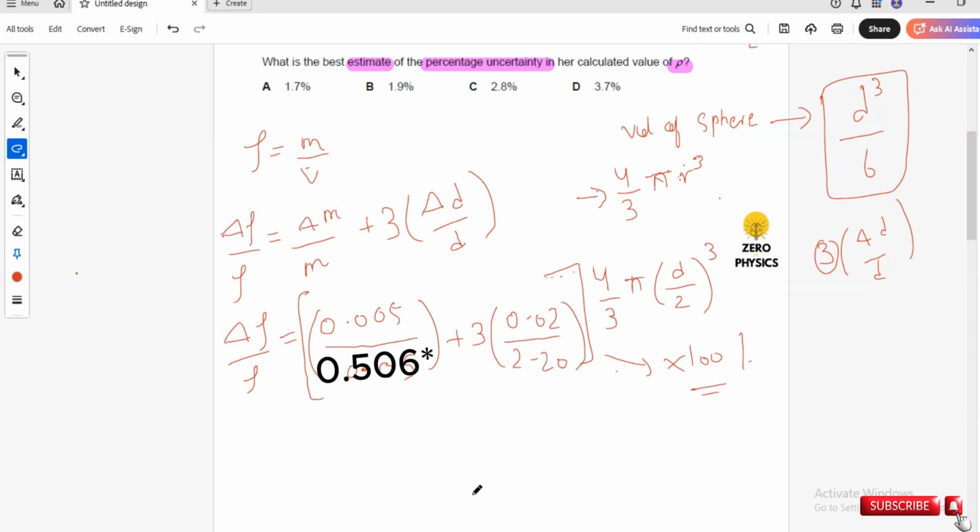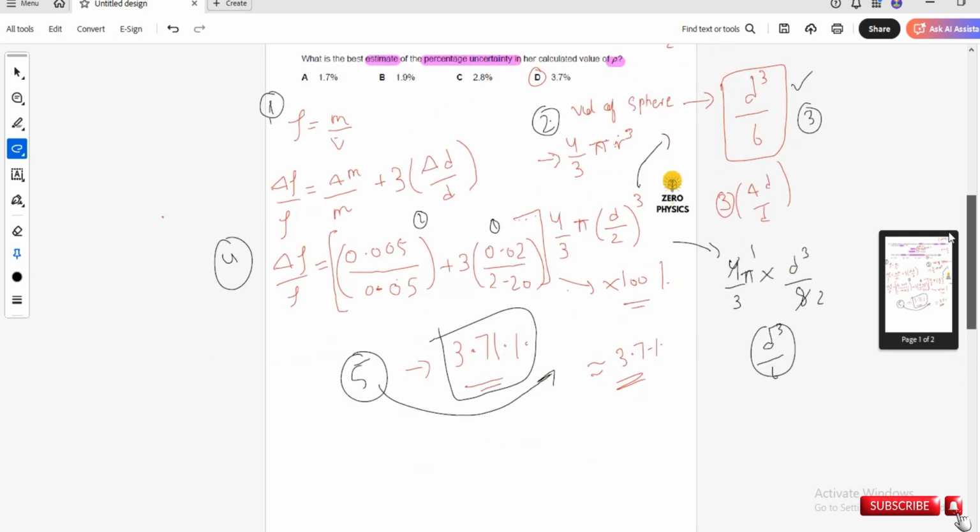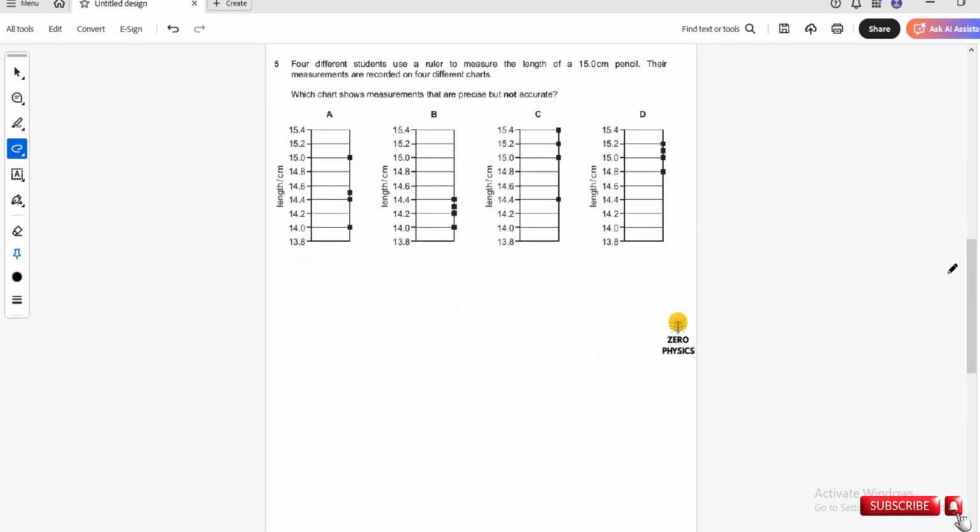Here we have the actual answer, which is 3.71 percent. So you will write it as 3.7%, right? Where it is written B, C, D, yes, D is our right answer. So that's how we calculated this percentage uncertainty. Most of the students find it difficult, but when you see this, you will say, oh, it was easy, right? Let's move to another question.